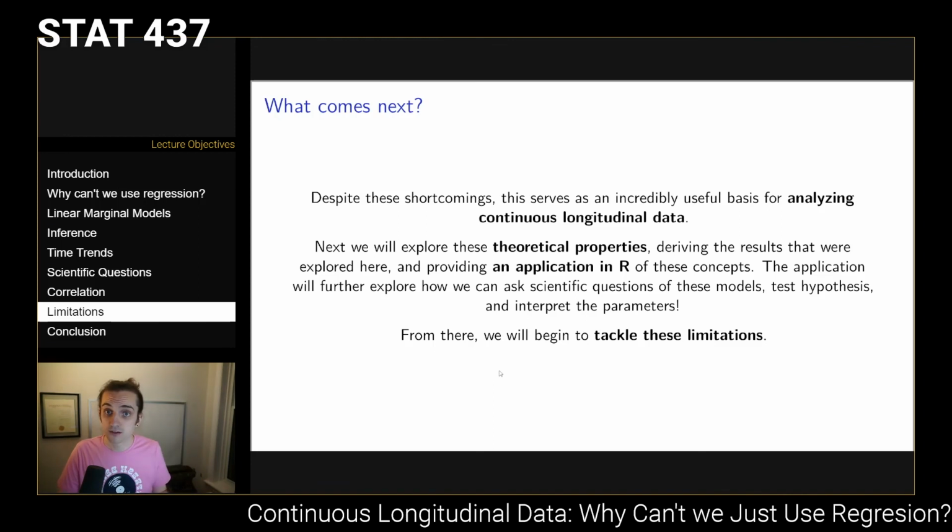So we're going to explore further how we can ask scientific questions in terms of statistical hypotheses. We're going to interpret parameters. We're going to build confidence intervals. We're going to see how those asymptotic results actually come to be. And then we're going to start to tackle the limitations that we just outlined. Right? So we're going to start to see how we can overcome those problems that we just specified.